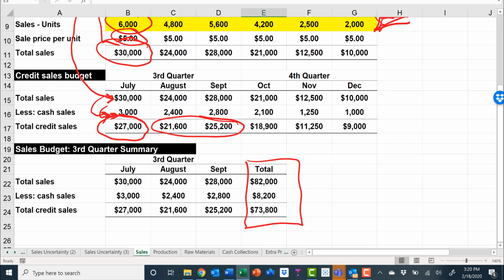So ultimately, that's the sales budget for today. We'll come back with a production budget. Oh, I know that's exciting.